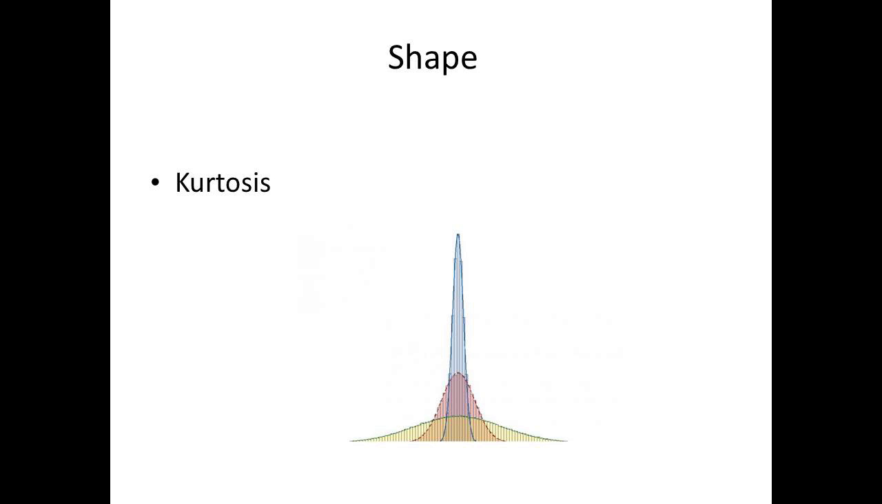And then the final way that you would describe the shape of your distribution is the kurtosis. The kurtosis is the peakedness of the distribution. If the peak is really tall and skinny, like the blue one in the picture here, we call that positive kurtosis. If it's evenly distributed, like the pink in the example here, we call it normal. And then if it's flat, like the yellow one, we call that negative kurtosis.